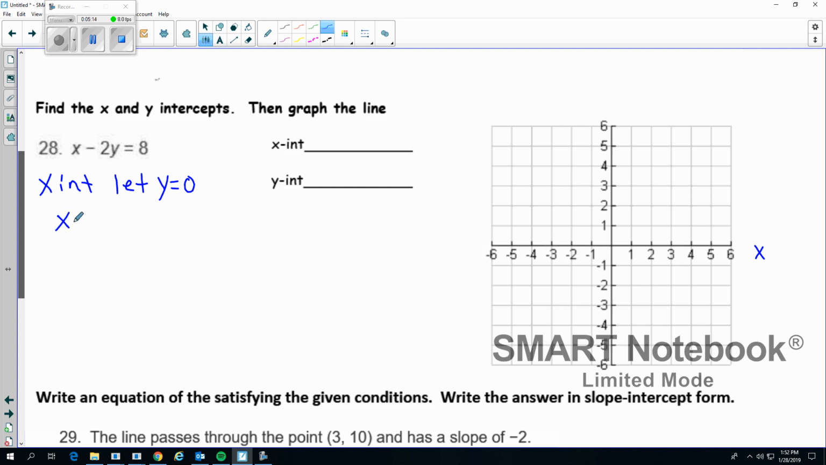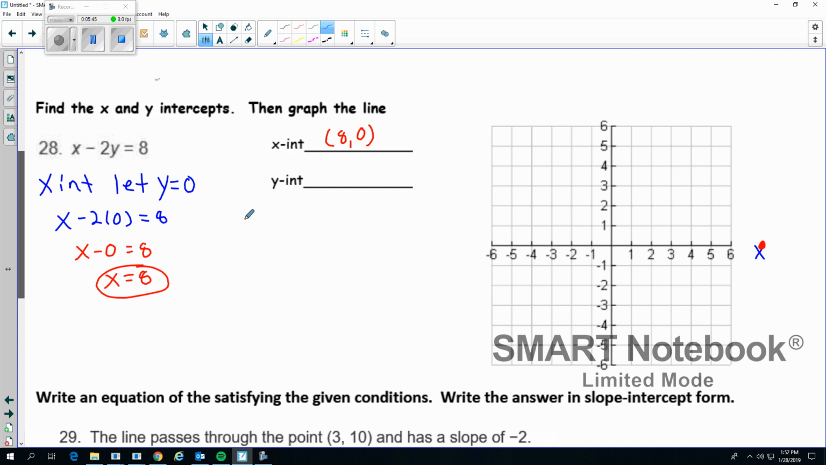So this one's pretty easy. So x minus 2 times 0 equals 8. And then this just turns into x minus 0, which really doesn't affect much. So I'm going to get x equals 8. So my x-intercept is going to be at (8, 0), which unfortunately is a little off my graph, but that's okay. We'll just do our best. So you shouldn't have that issue on the exam. You'll be fine. But this is just a little off the graph, okay?